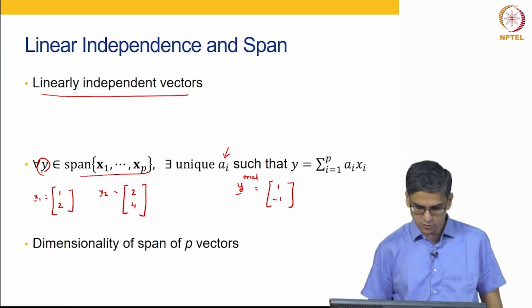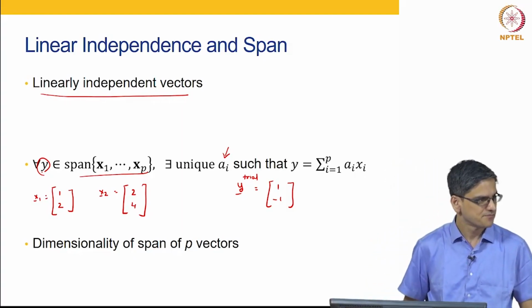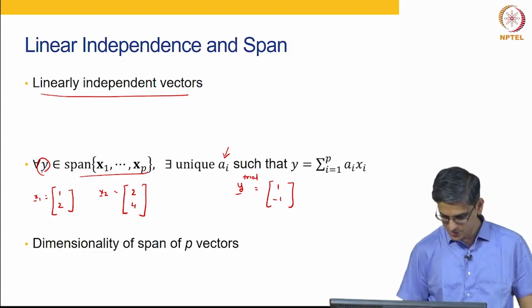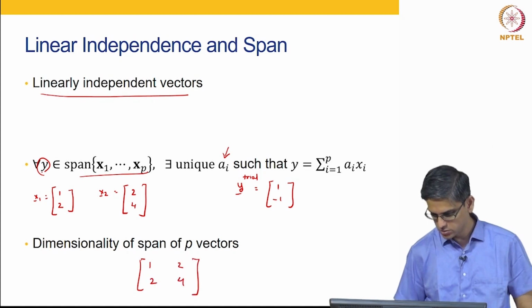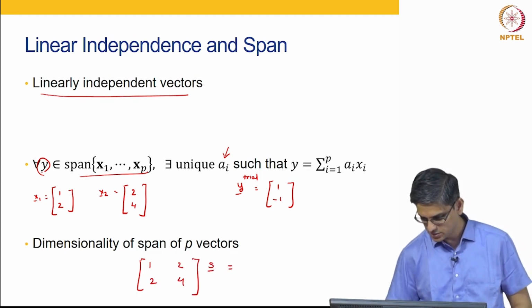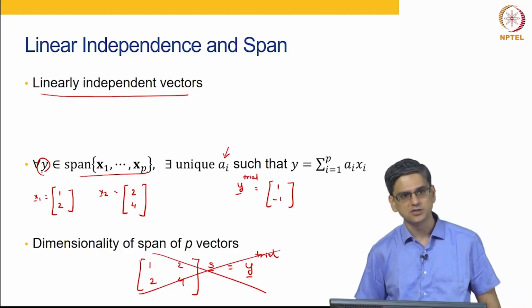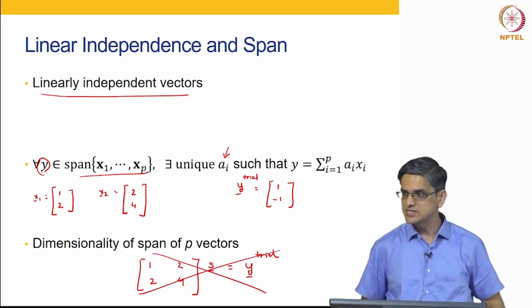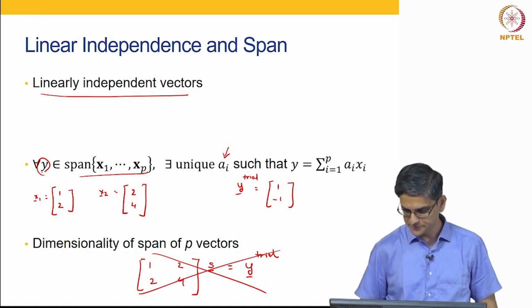There is no way you can represent this as a linear combination of these two vectors. Why? Because if you have [1, 2; 2, 4] multiplied by, let us say, the solution vector S bar equal to Y bar trial, this does not have a solution. Remember, that is what we started off with. Okay.